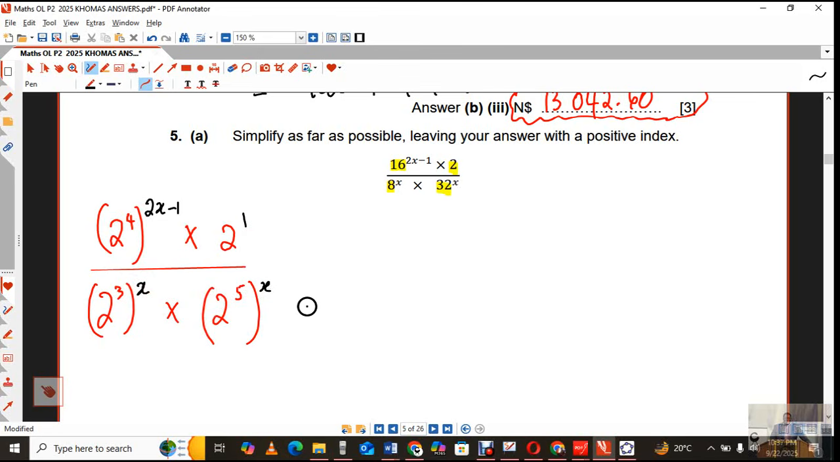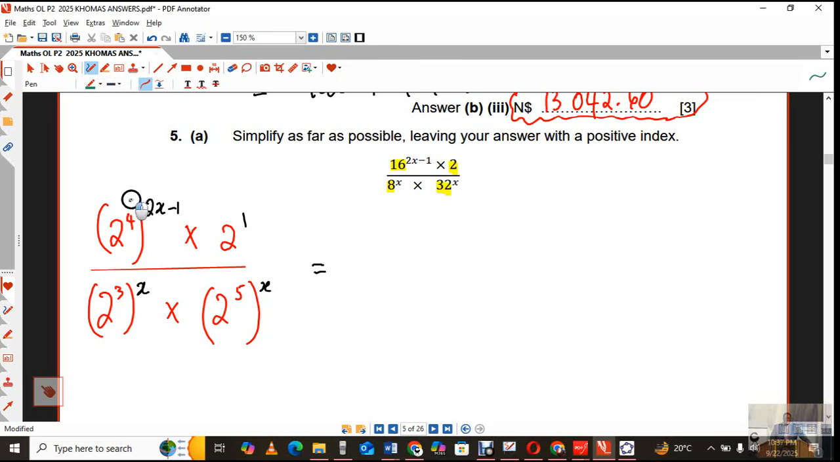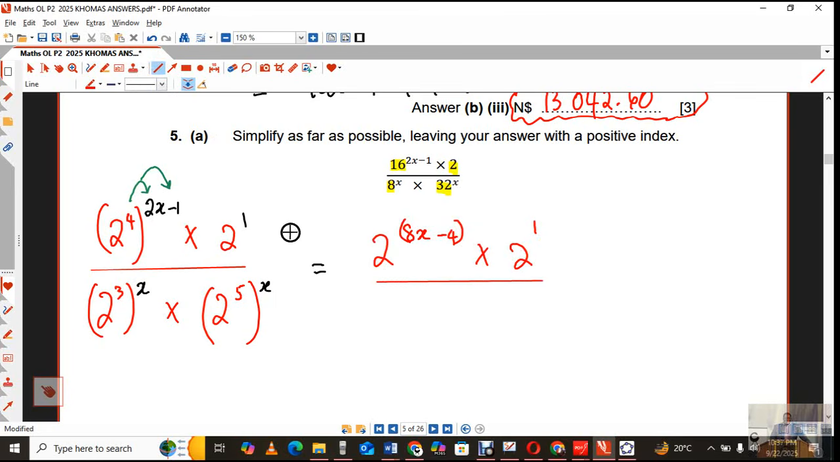Are we good? Right. So let's just distribute. That means we are going to multiply this over. So essentially, that is going to give me on this side here 2 raised to the power of 8x minus 4, can put it in bracket, times 2 raised to the power 1. Just keep it like that for now. And this one here becomes 2 raised to the power of 3x times 2 raised to the power of 5x. Now, the rule is, if you are multiplying and the bases are the same, you add the indices.